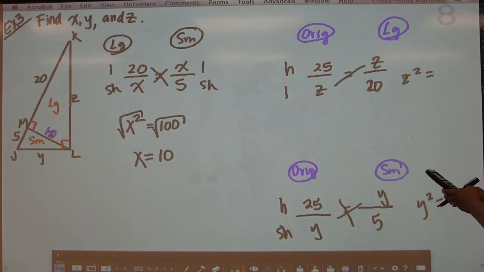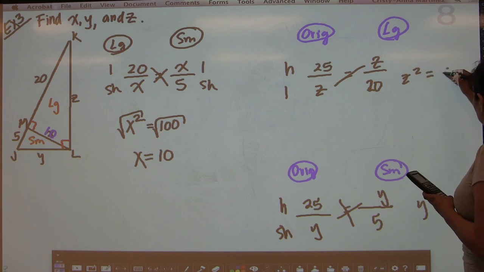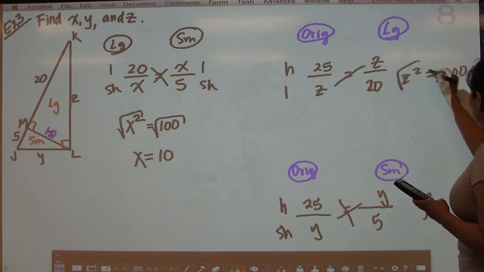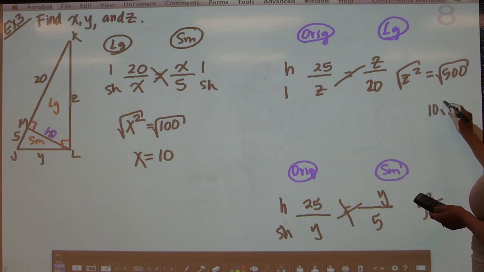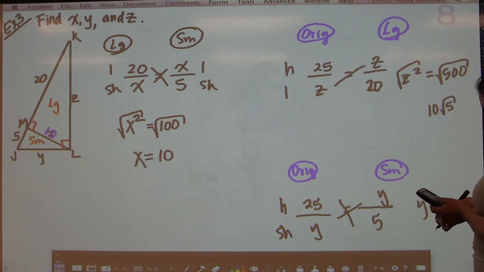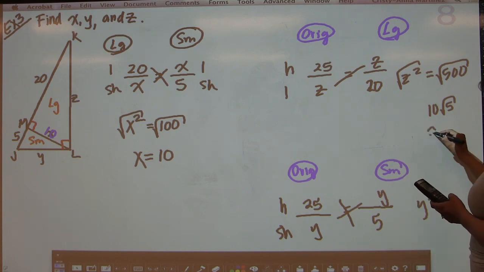So 25 times 20 is 500. We already knew that. And then we want to square root that. And that's going to be 100 times 5. The square root of 100 is 10, so it's going to be 10 root 5, which is approximately 22.4.